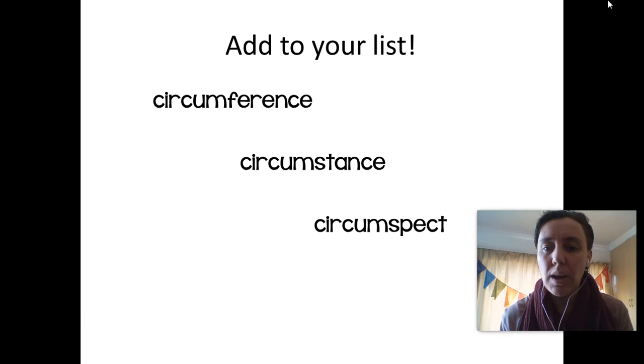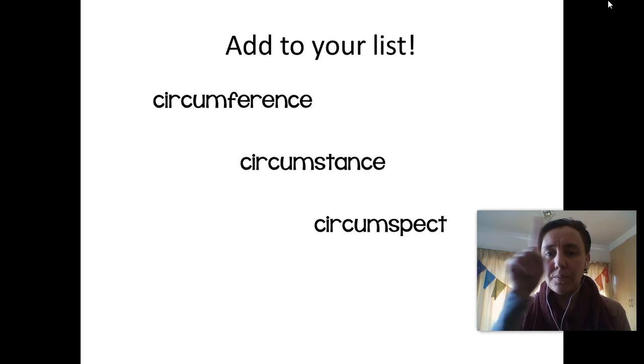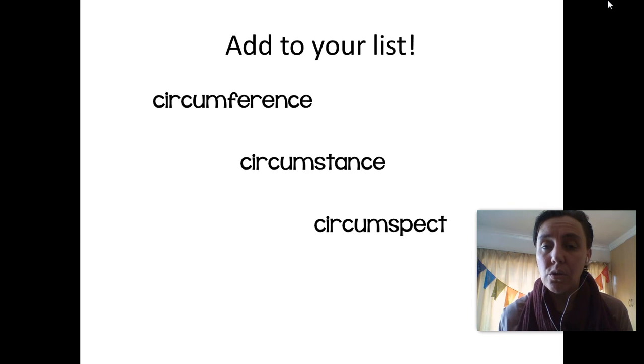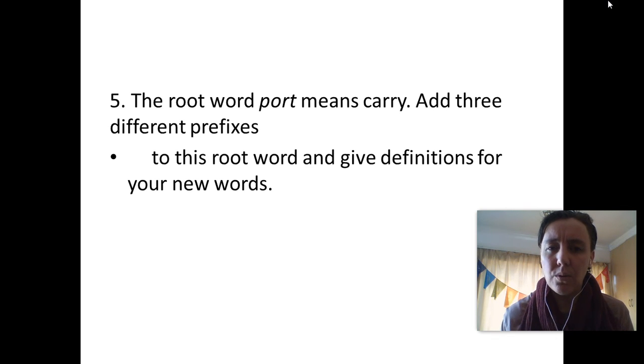Here are 3 to add to your list if you don't have them. You don't have to look up the definition. It's just nice to have a few more words in your vocabulary. Circumference, you know that's from maths, it's the measurement around. Circumstance, you should know. And here's a new one that you might not know, circumspect. If you need to make a decision and you need to look at it from all angles before coming to a conclusion, then you might use that word.